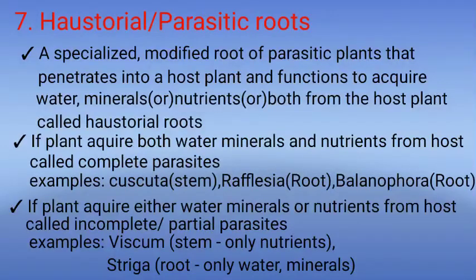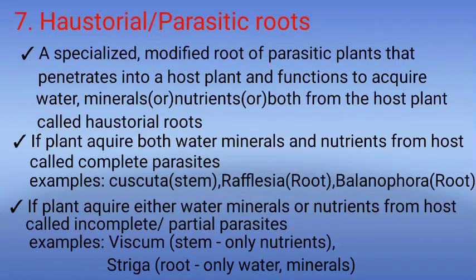The seventh type of root modification is haustorial or parasitic roots, a specialized modified root of parasitic plants that penetrates into a host plant and functions to acquire water, minerals or nutrients or both from that host plant, called haustorial roots. If a plant acquires both water, minerals and nutrients from the host, it is called a complete parasite.